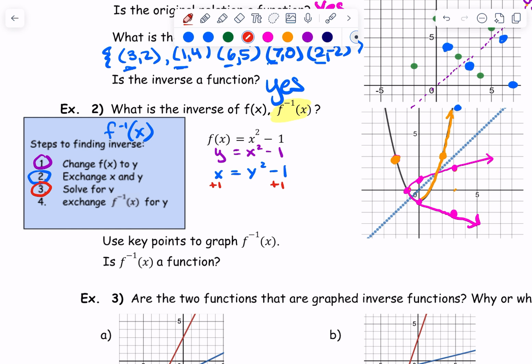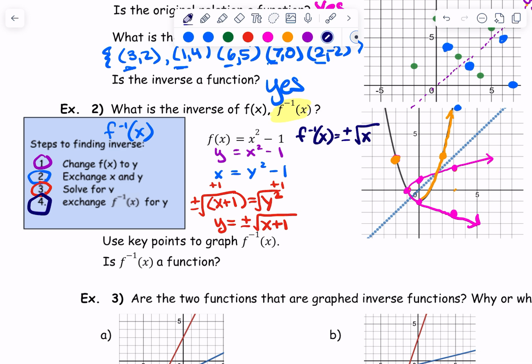And so now I have x plus 1 is equal to y squared. We're going to take the square root, but when we take the square root, we do plus or minus. Remember we were talking about that? So this is y equals plus or minus the square root of x plus 1. And that's why you're getting the top and the bottom. Remember how we were talking about that a minute ago? And then you can change it back to function notation. So f inverse of x is plus or minus the square root of x plus 1.